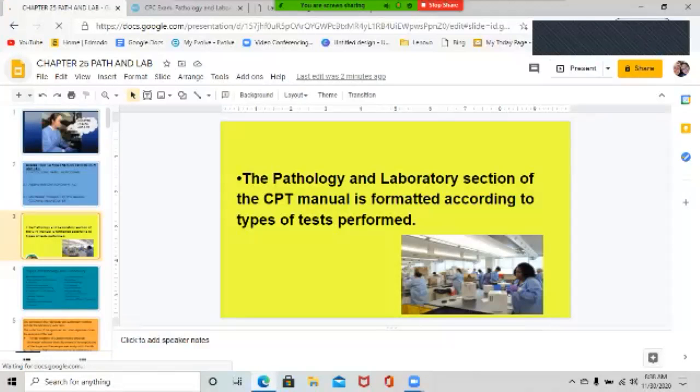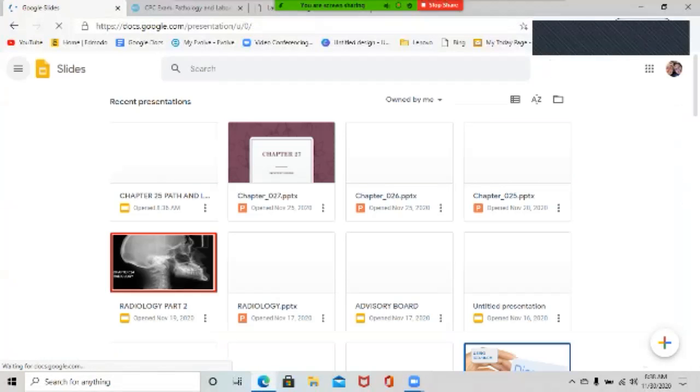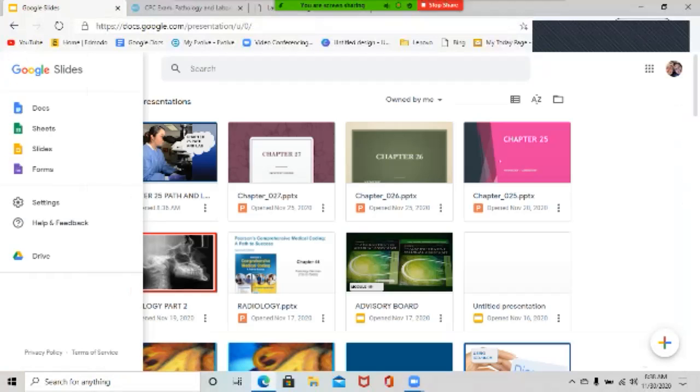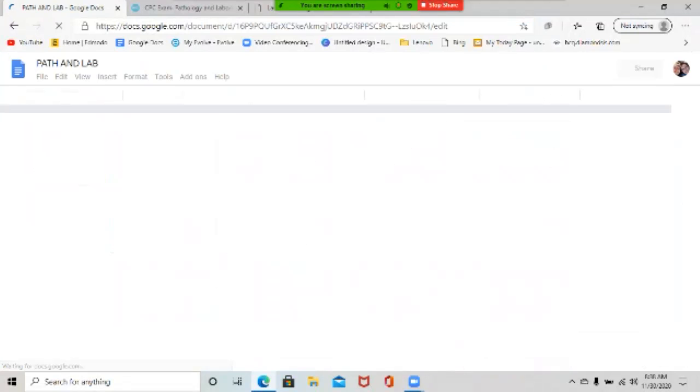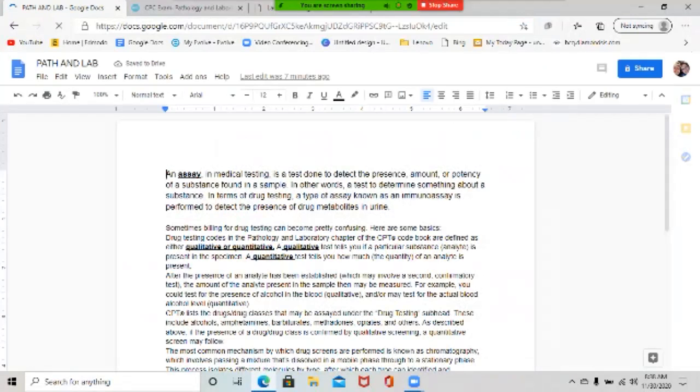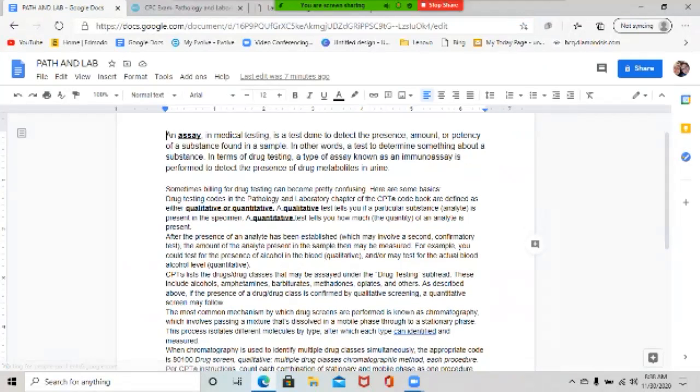The first thing that we're going to start with this morning is I'm going to share my screen. And I want to tell you a couple of things, and I'm going to bring you on this little journey with me because I need to bring you to documents so that I can show you some important information that I think you need to know. First of all, I want you to know what an assay means.